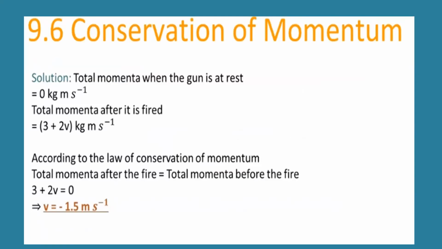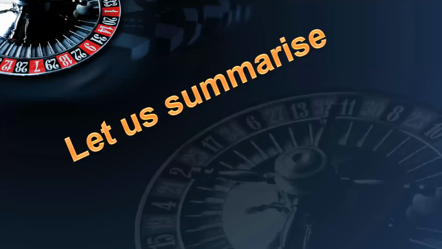So the total momentum when the gun is at rest is 0 kg meters per second. The total momentum after it is fired is 3 plus 2v kg meters per second. According to the law of conservation of momentum, the total momentum after the fire is equal to the total momentum before the fire. So 3 plus 2v is equal to 0. So v is equal to minus 1.5.